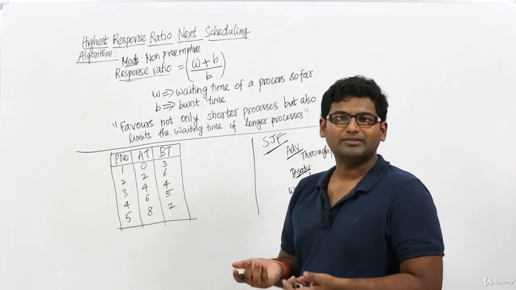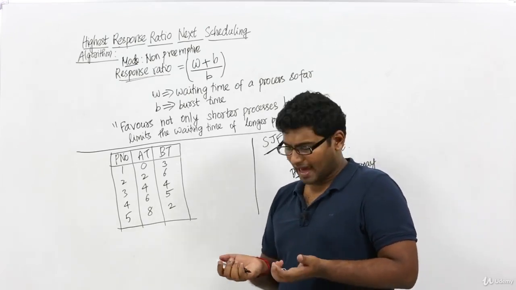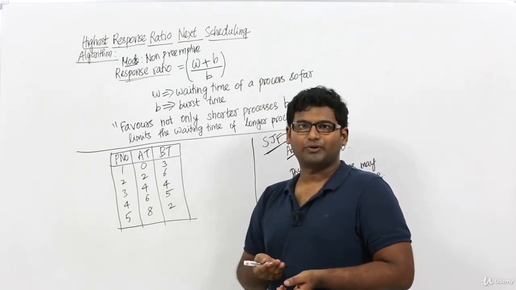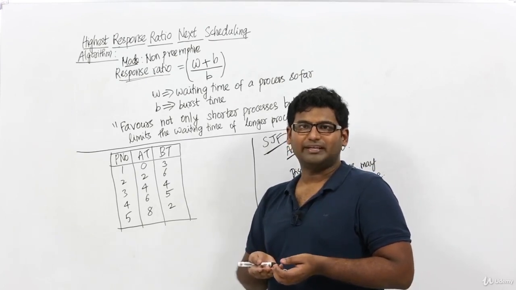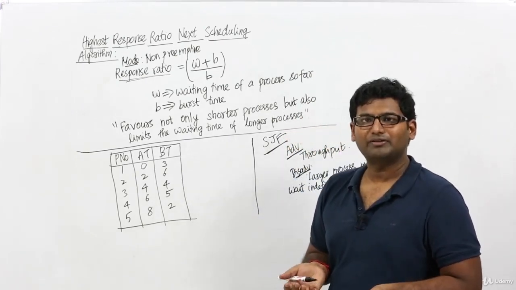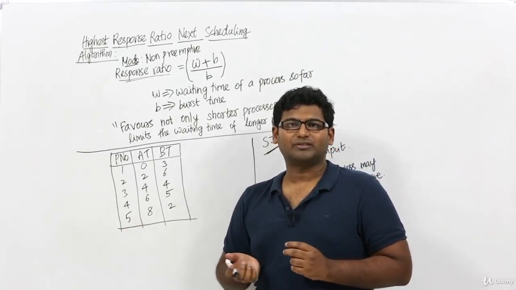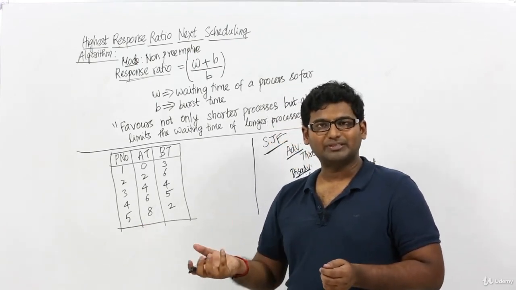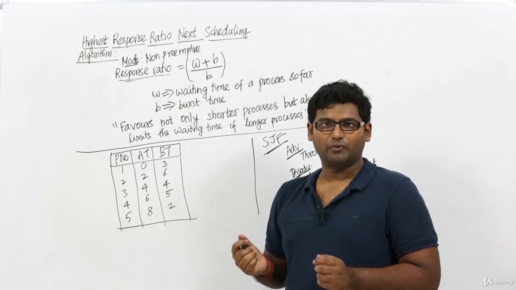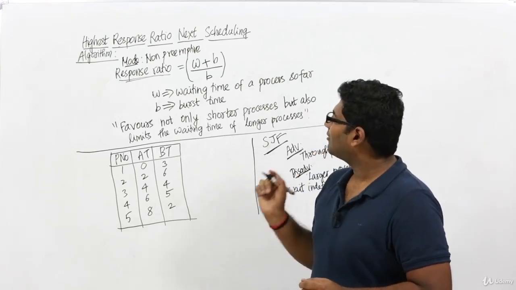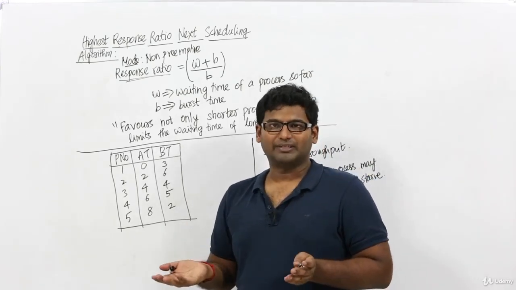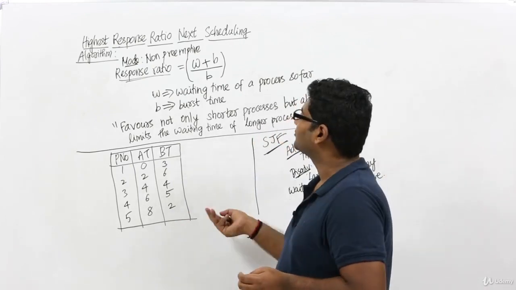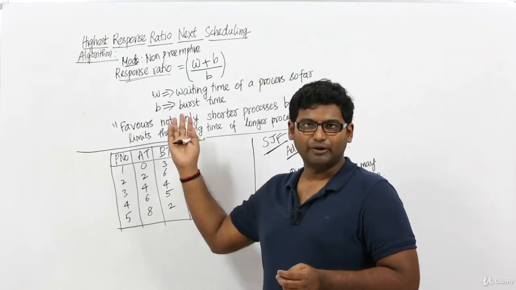In the case of the shortest job first scheduling algorithm, we have the burst time for every process. If our scheduling algorithm needs to choose one among three processes, in the case of SJF, what were we doing? The process with the shortest burst time would be picked by our scheduling algorithm. Here, among the available processes, the process with the highest response ratio will be picked by the scheduling algorithm.